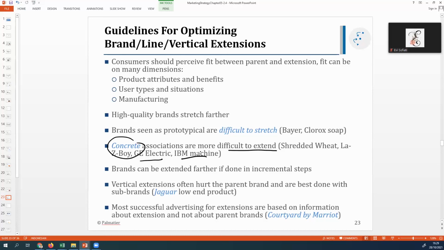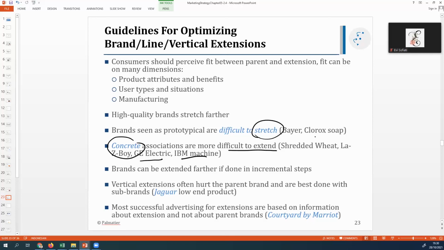Also IBM machine. Yeah, IBM also does consulting, not machines only. So GE now changed the brand to GE only. IBM machine also changed the brand into IBM only. Yeah. So brands seen as prototypical are difficult to stretch.